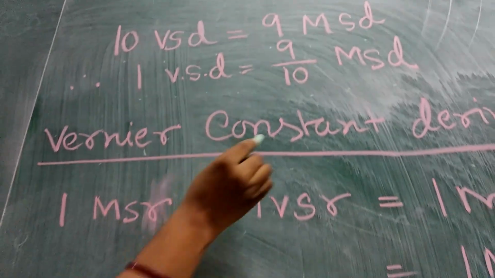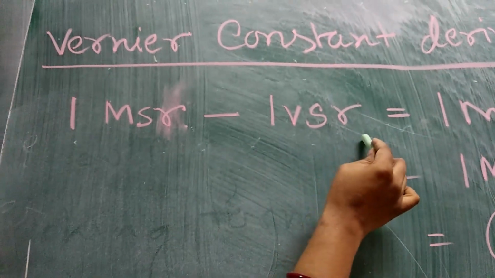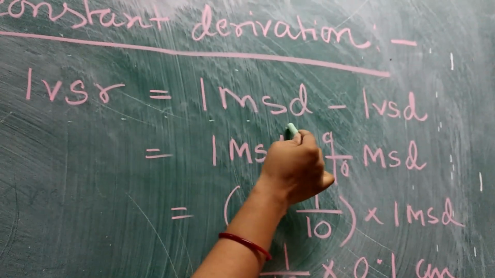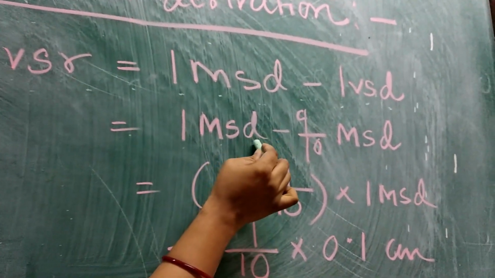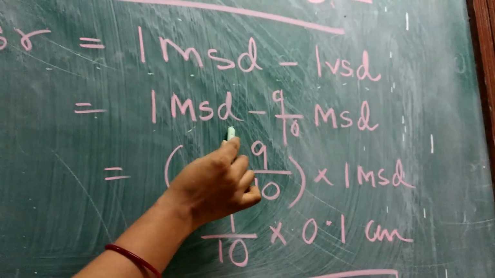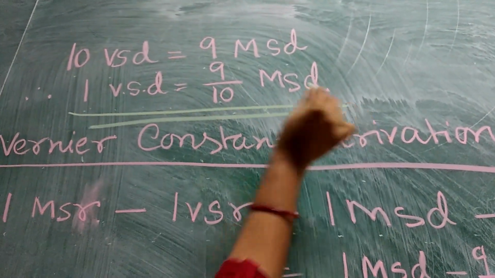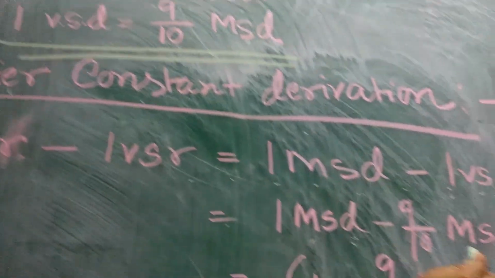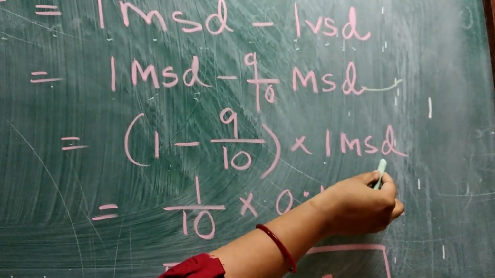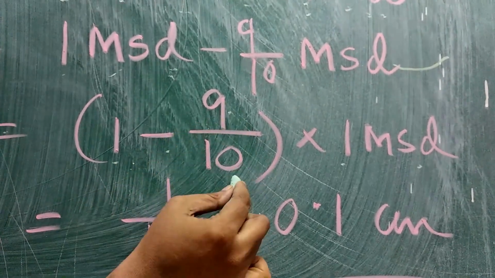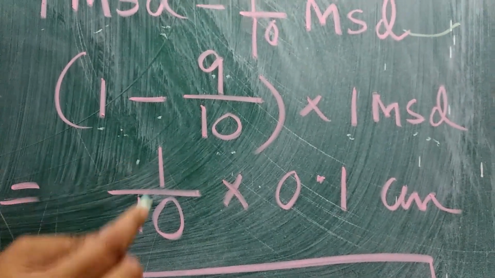That's it. So what is our vernier constant formula? The formula tells us that 1 main scale division minus 1 vernier scale division. 1 main scale division we will leave as it is. But 1 vernier scale division we already have from here, so we can replace it with 9 by 10 main scale division. Next, take common 1 main scale division, so it becomes 1 minus 9 by 10 main scale divisions. 1 minus 9 by 10 becomes 1 by 10.